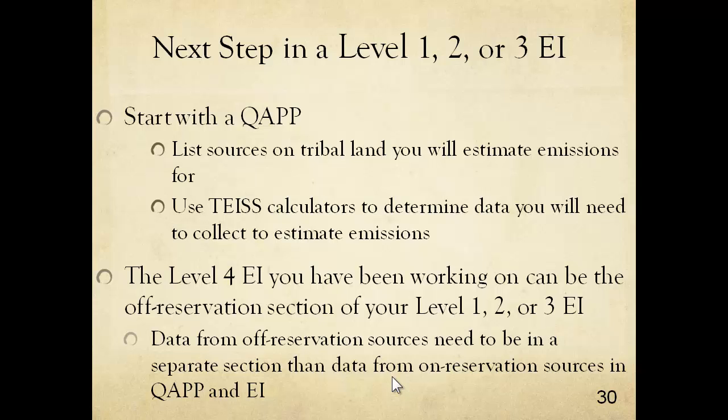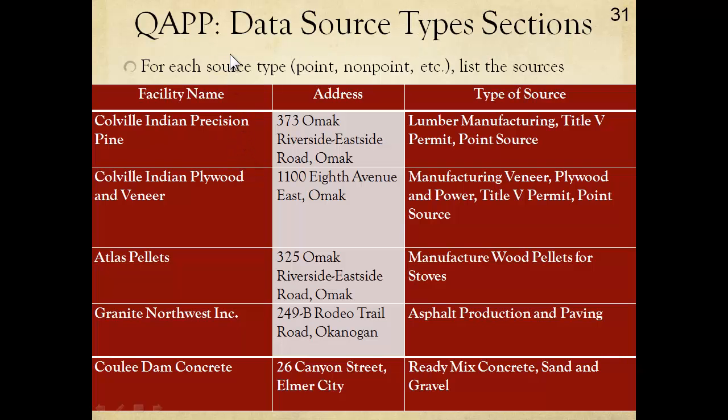their emissions together. This is an example of a quality assurance project plan table looking at the data source types. So, for example, this table from Colville, thank you, Chris Ray, lists the facility names, the address, and then the type of source. And this is important for you as you begin your planning and you're looking at perhaps how you're going to group sources together and what information you're going to have to gather from them.